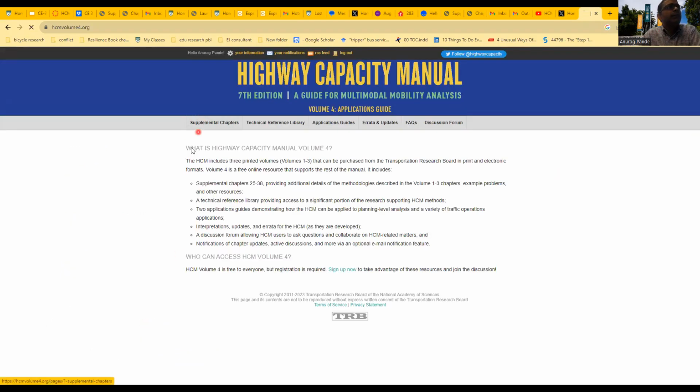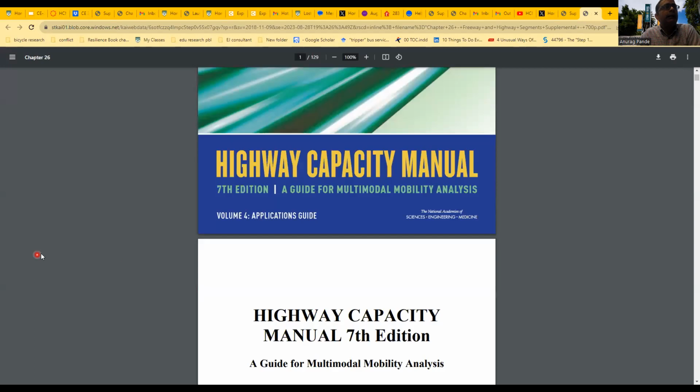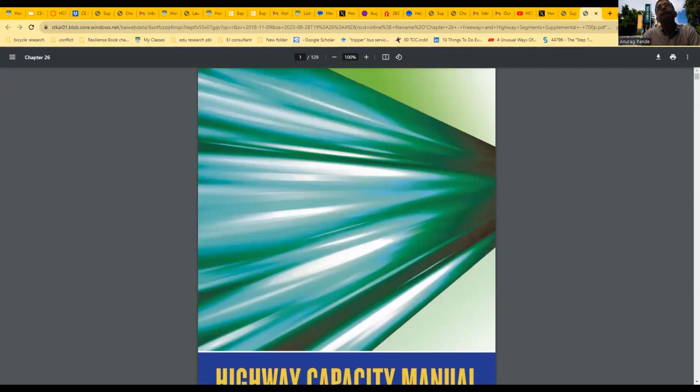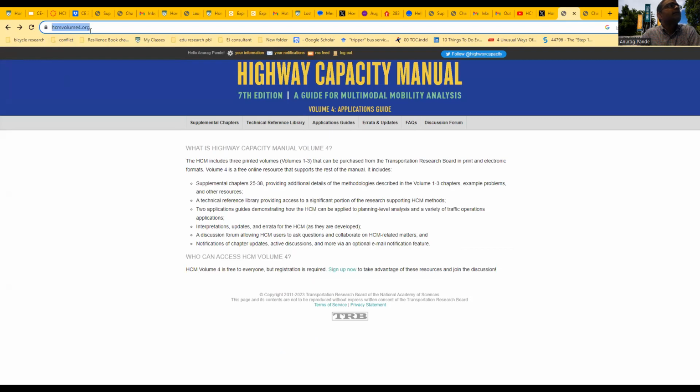And what's there is the supplemental chapters starting from chapter 25. These are all freely available. And you could actually download chapter 26 for version 7 from July 2022, which is pretty new. You could download the latest version of that for free if you go to this link right here, hcmvolume4.org, and you can download the newest version.